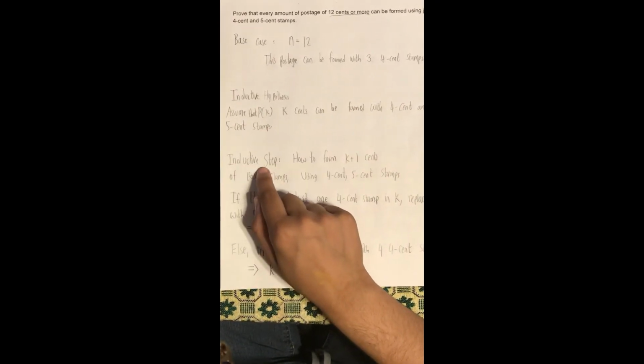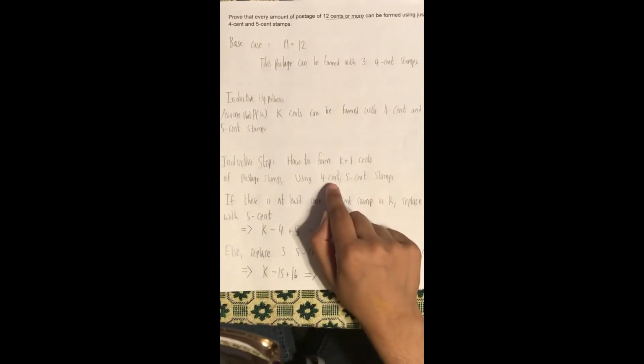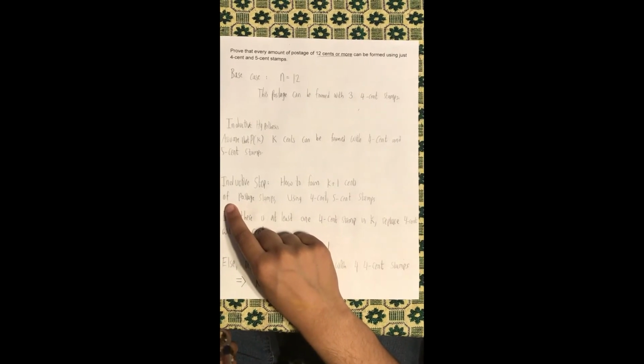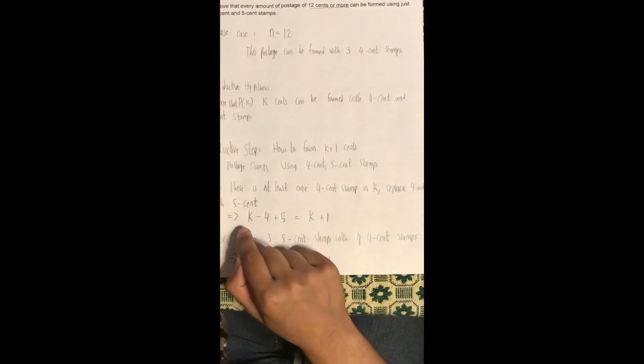In the inductive step, we ask the question, how do we form K plus 1 cents of postage using only 4 cent and 5 cent stamps? Remember, we can already form K cents of postage. If there is at least one 4 cent stamp in K, we replace one 4 cent stamp with a 5 cent stamp.